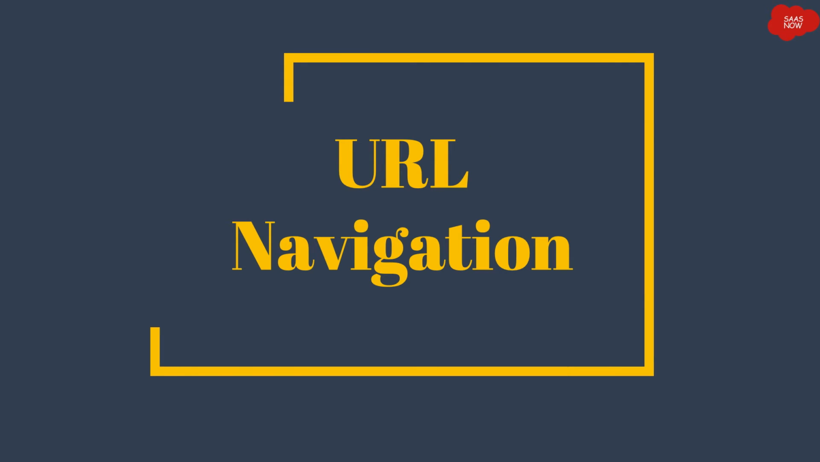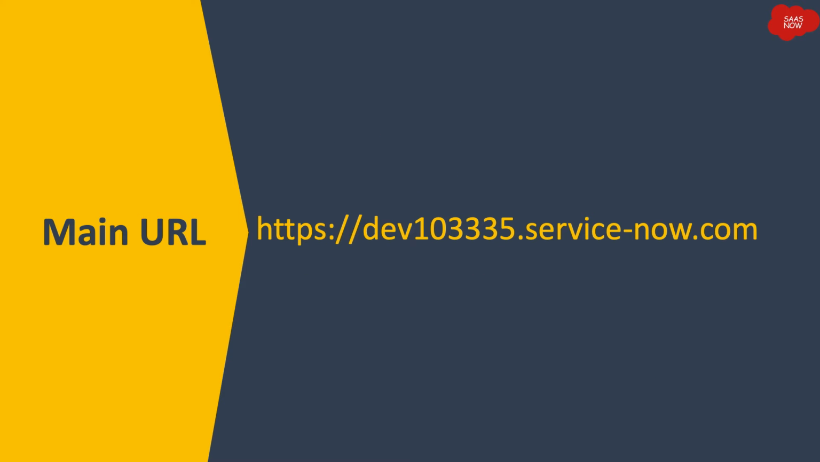URL navigation. Now we will see how you can navigate to forms and lists quickly with URLs. This is the main URL, which will never change for an instance. The only change for quick navigation would be after this URL, where you have to provide different schemas available in ServiceNow, and then you can access different types of lists or forms directly and quickly with the help of those quick schemas.